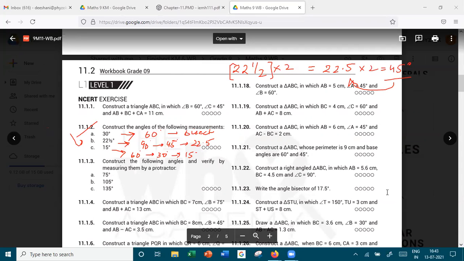Ma'am, in B, I got 20 instead of 22.5. Okay, you got 20. Yes, ma'am. Okay, it's fine for now. Deviations of 1 degree, or if it's something like 22.5 or a vague number, then 2 degree deviations are also accepted. But if it's fixed angles like 30, 60, 90, 45, they have to be perfect. If you're not getting it correct, keep drawing it again.